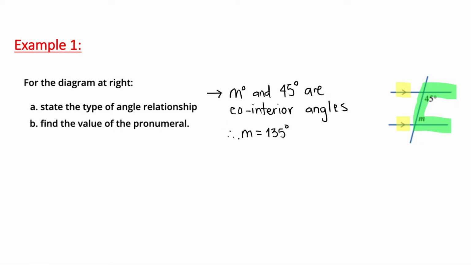If you didn't understand what I did there as mental maths, I was just doing 180 take away 45. 10 take away 5, this becomes a 7, and then 7 take away 4 is 3, and then 1, so it's going to be 135 degrees. Wonderful.